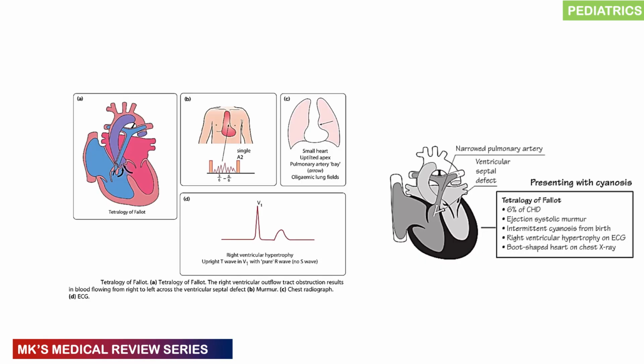So here's a summary. We have a single component of the A2, as you can see here, a boot-shaped heart with oligemic lung fields. Then you have the right ventricular hypertrophy that may be there, and the features of right ventricular hypertrophy on the ECG.